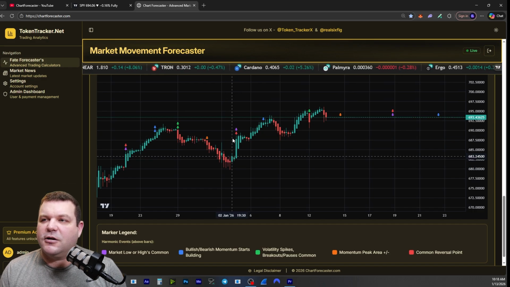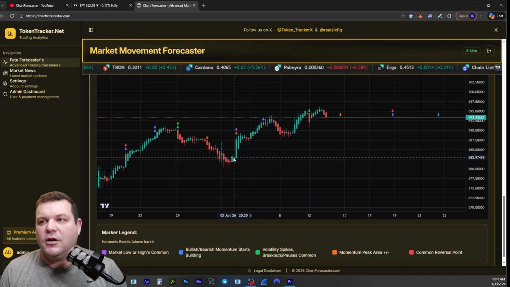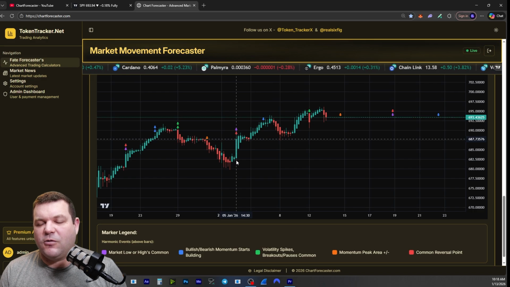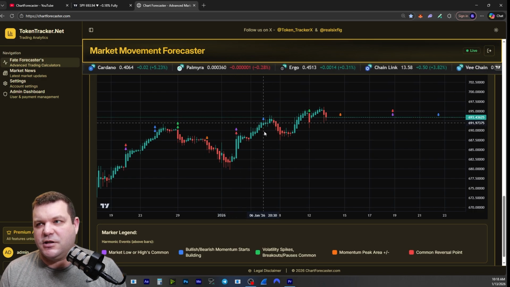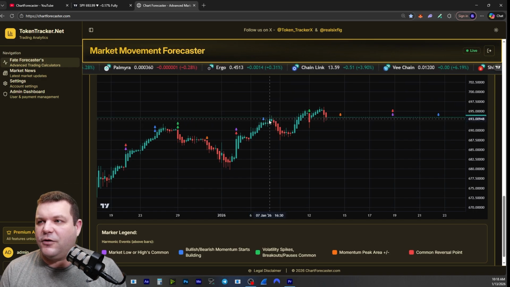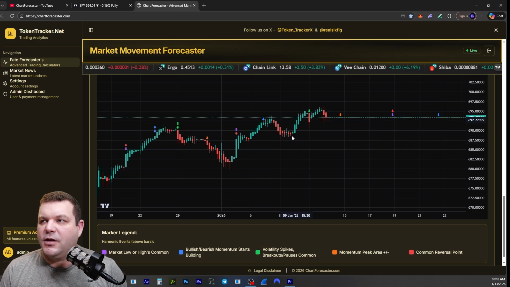And you can see here it was warning us that there could be a reversal, a market high or a low to watch out for. Once this date and time came around, the markets pumped just as it predicted. It also predicted bullish or bearish momentum would start. Within a day or a few hours, we saw that bullish or bearish momentum hit.